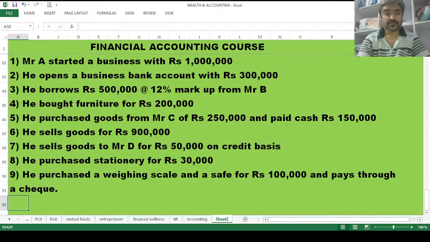This is also a financial transaction. The two changes are: number one is increase in weighing scale and safe by rupees 100,000, which is also an asset, and decrease in bank balance by rupees 100,000, and bank is also an asset. Okay.